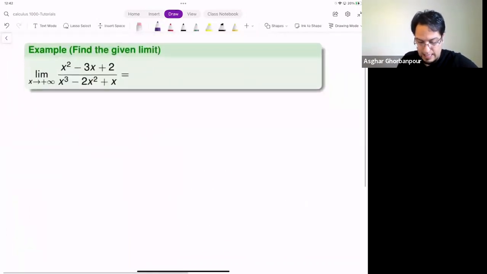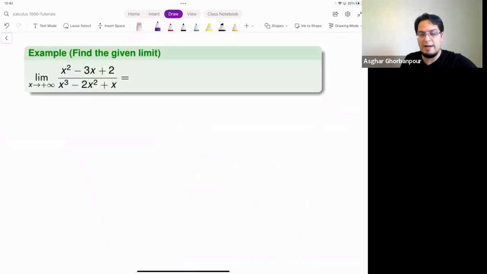Let me see some examples. Okay, so one of the cases that you will notice is when you're trying to find the limit at infinity of a rational function. For rational functions, when you try to use the limit laws, it just stops at the first step, because the limit of x squared is infinity as x goes to plus infinity, and the limit of minus 3x as x goes to plus infinity is infinity. So you cannot subtract infinity from infinity.